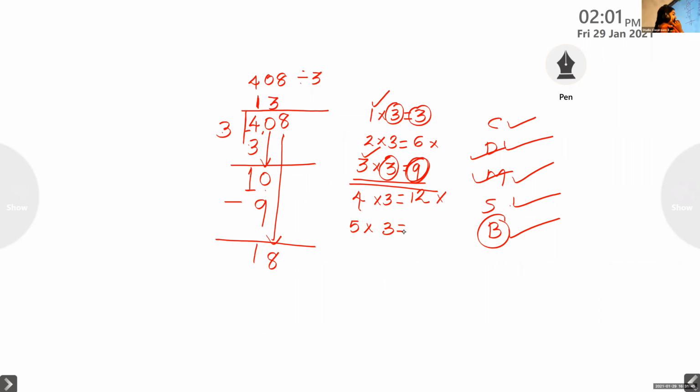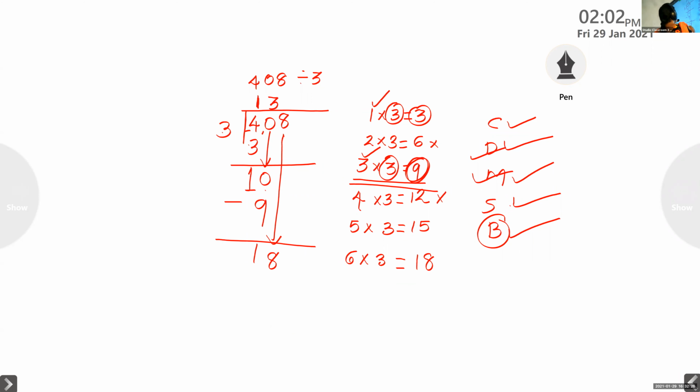5 threes are 15. 6 threes are? Savion, please turn on your video. 6 threes are? My dear, please learn the multiplication table. Revise the multiplication table.